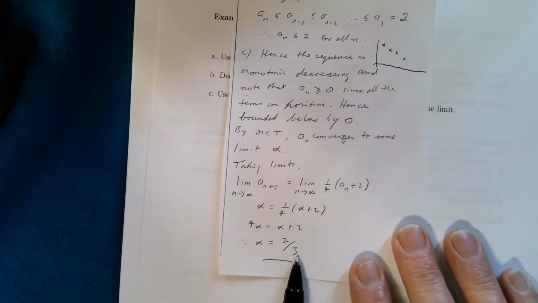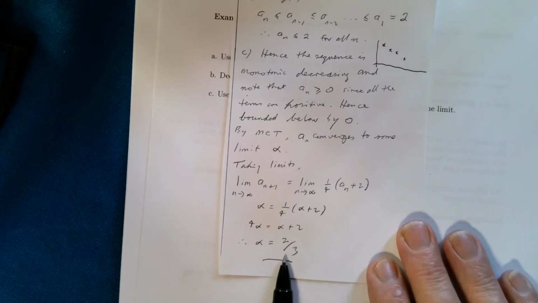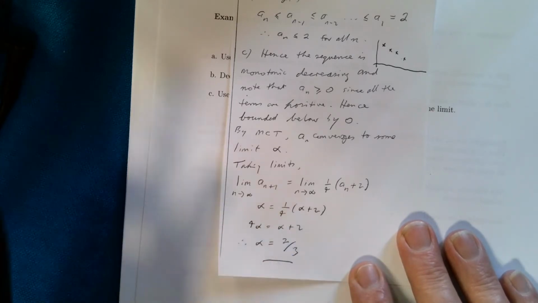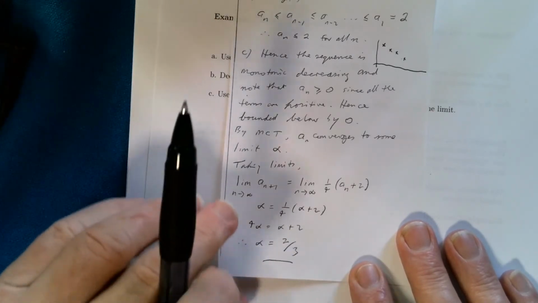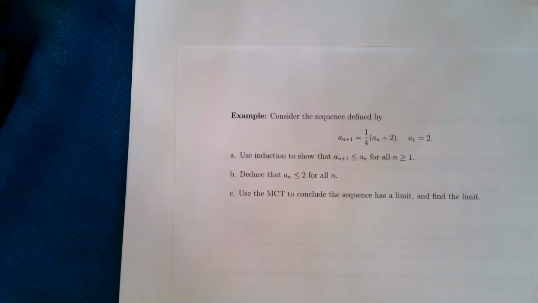So notice here, even though our lower bound was 0, the actual limit, the real brick wall it's headed towards, is 2/3. Now there's another one of these to do in the tutorial problems, and we'll do another example in a second. So that's a nice example for you to work through carefully. Make sure you can follow that one.